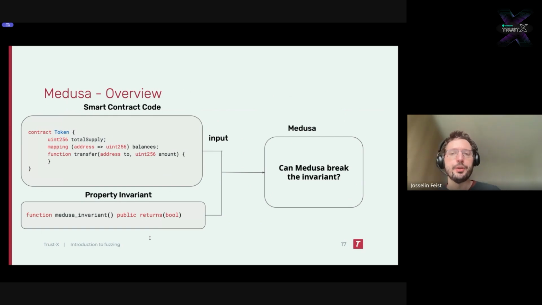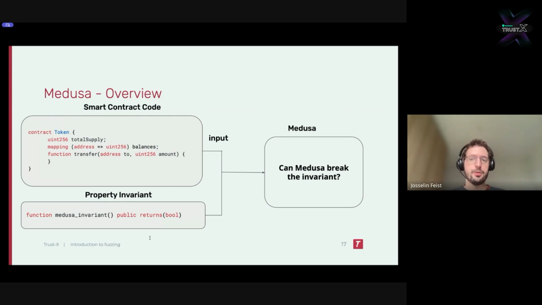But if we think about a really simple example, like the one we were talking about, where we have a contract and an invariant, how is it going to look? Basically, you're going to have your token, in Solidity, which is your smart contract. You're going to write invariants in Solidity, which in this example is going to be a Medusa invariant.